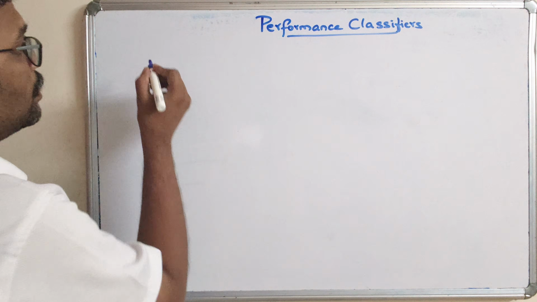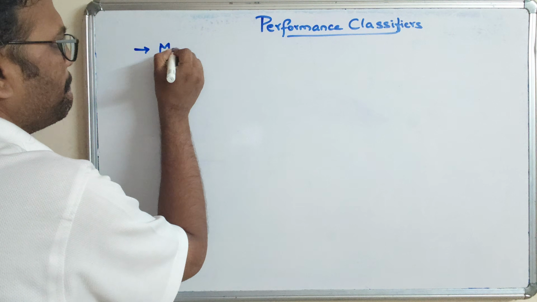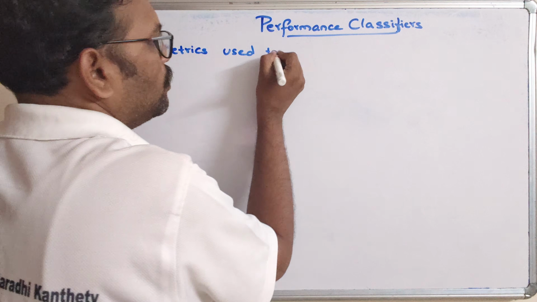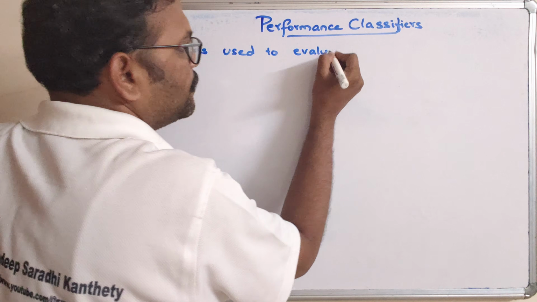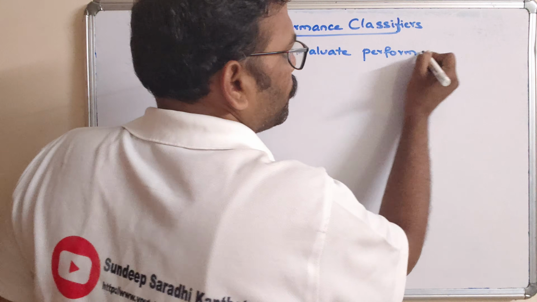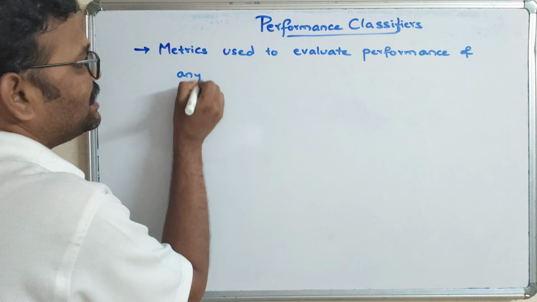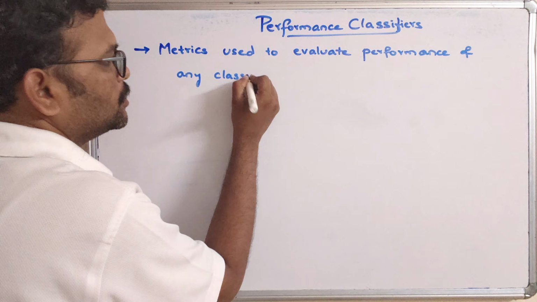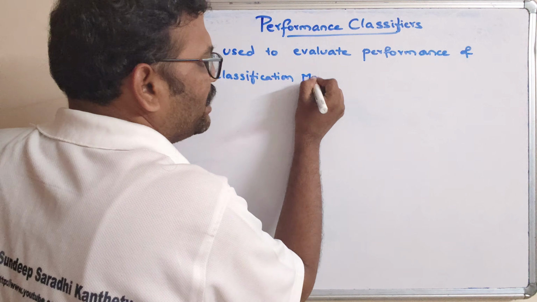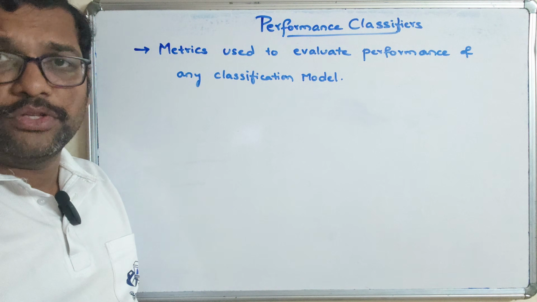So performance classifiers are the metrics used to evaluate the performance of any classification model. So how far the classification model was working correctly, right? We have seen different examples also.